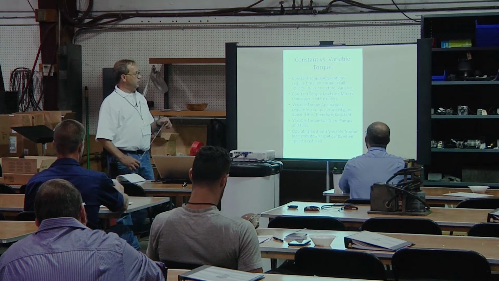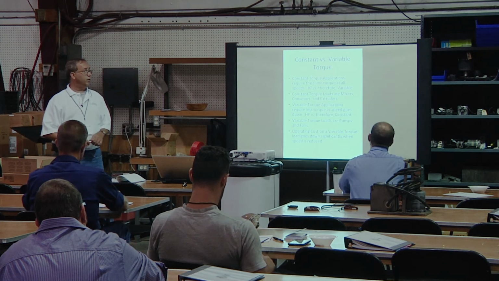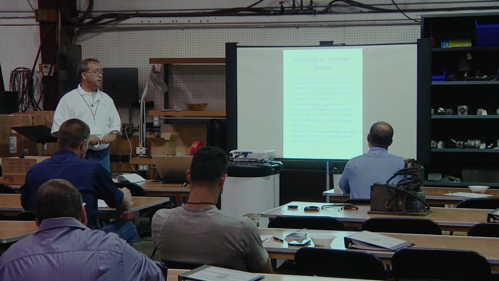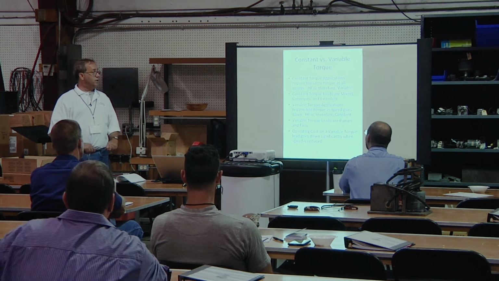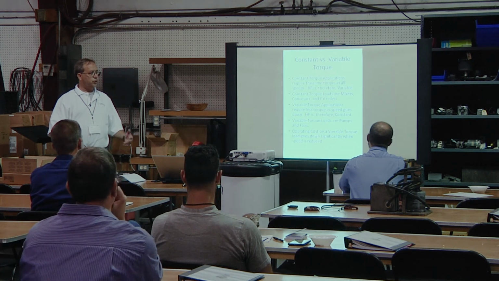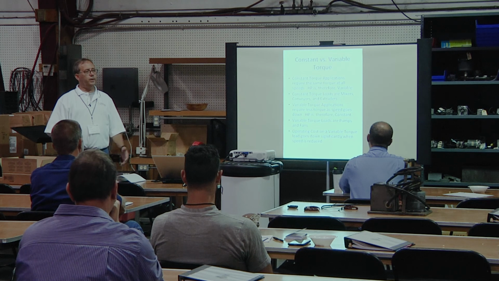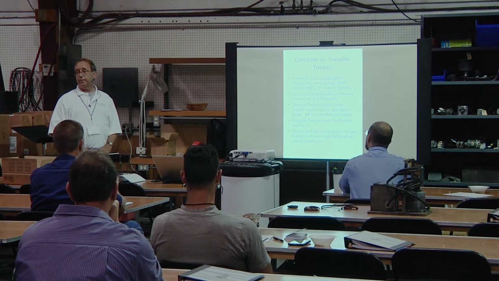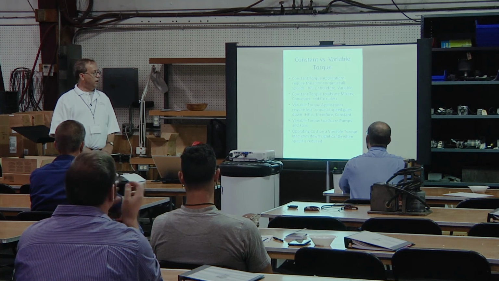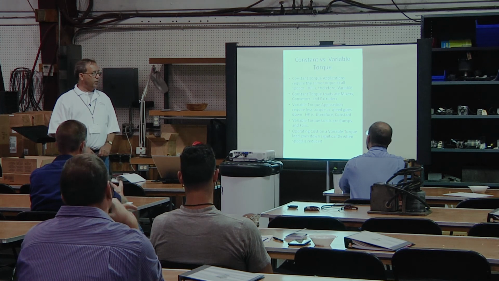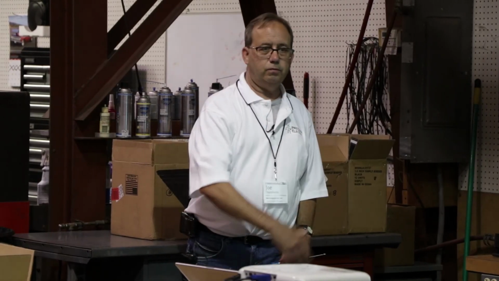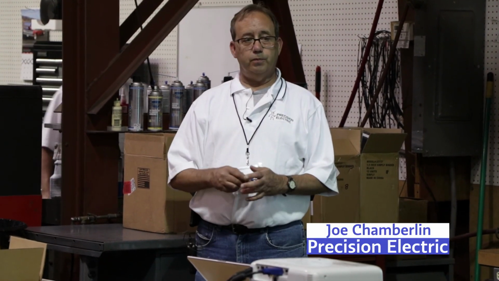Difference between constant and variable torque. Constant torque applications require the same torque at all speeds, so horsepower is variable. Constant torque: mixers, extruders, probably the biggest lion's share of manufacturing type applications. Pumps, fans, all variable torque loads. If you drop the speed of a variable torque load, the current just goes right in the bucket. You can save a lot of money if you lower the speed.